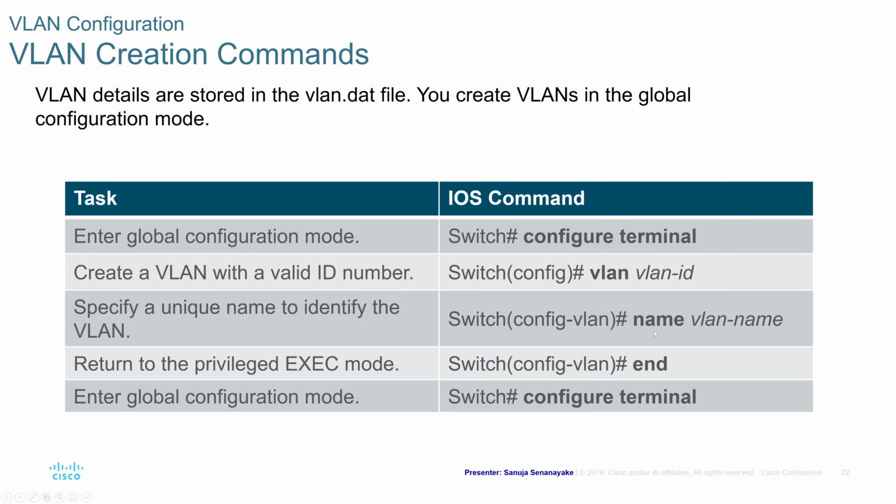Then we're going to give it a name. You can name your VLAN whatever you like. It is a unique name to identify the VLAN, and you can enter whatever you like, and then you can go end to exit out of it. And that's how you can create a VLAN on a Cisco switch. Again, I will go through this in a live demonstration on my YouTube channel in a separate video.